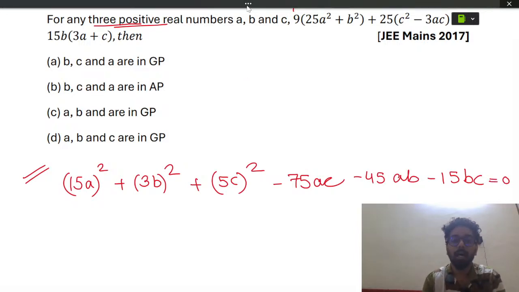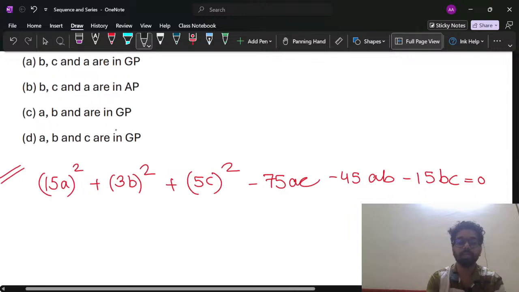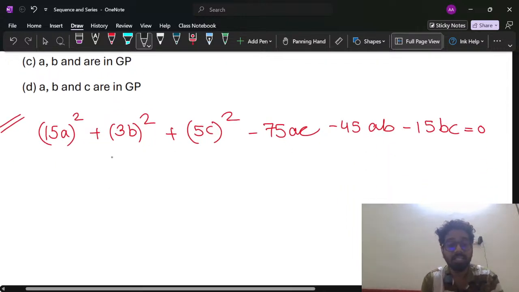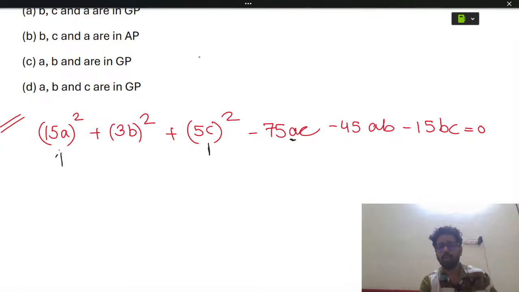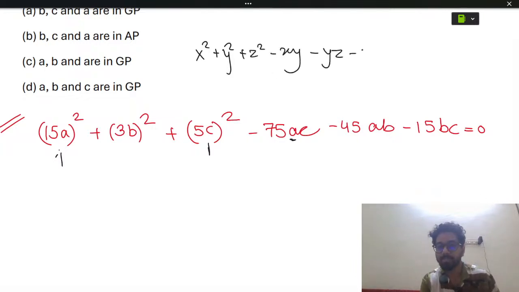Now guys, after this what I will do is check what is the connection between all these terms. So you can see AC means A is taken from here, C is taken from here, 15A into 5C is 75. So it's more like it's saying x square plus y square plus z square minus xy minus yz minus xz. Exactly the same thing is being taught in grade 9th and 10th, and the trick for this part is multiply by 2, divide by 2. You will understand what exactly it is.